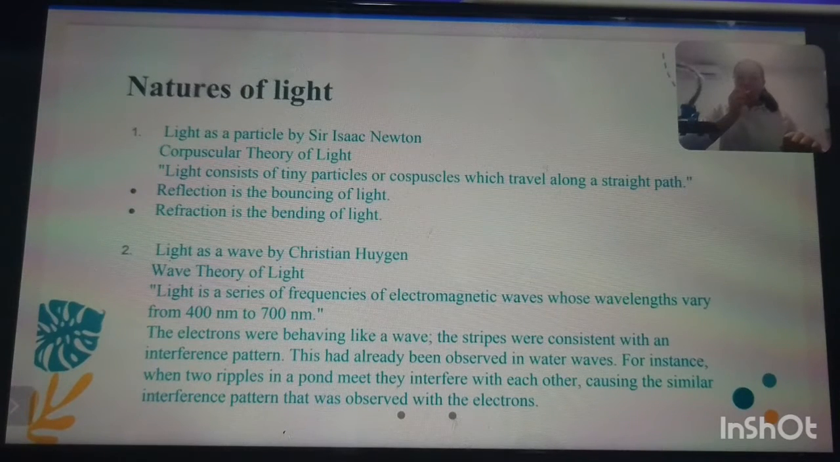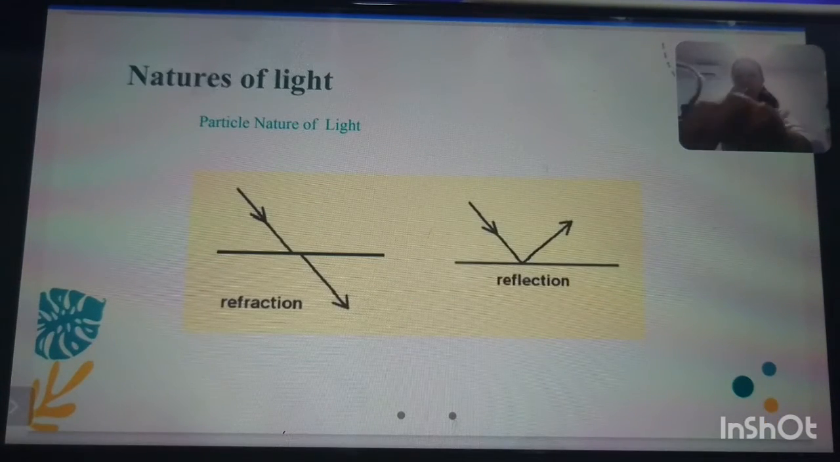The electrons were behaving like a wave. The stripes were consistent with an interference pattern. This had already been observed in water waves. For instance, where two ripples in a pond meet, they interfere with each other, causing a similar interference pattern that was observed with the particle nature of light. There is refraction, where the light bends, and reflection.